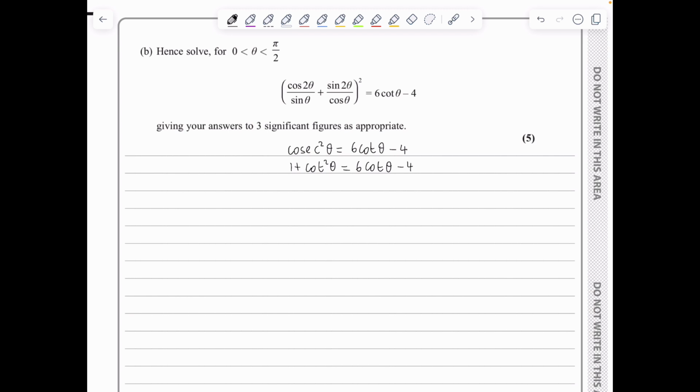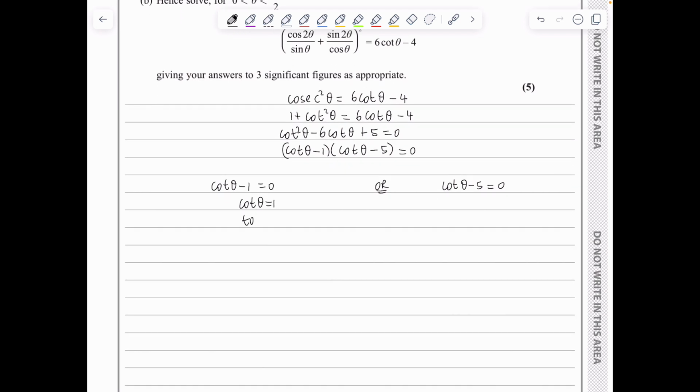I will be collecting everything on the left hand side to get cot squared theta minus 6 cot theta plus 5 is equal to 0, which factorizes into cot of theta minus 1 times cot of theta minus 5, and this is equal to 0. So either cot of theta minus 1 is 0, or alternatively we've got that cot of theta minus 5 is equal to 0. So we've got cot theta is 1. And if I take reciprocals of both sides, I get tan theta is 1.